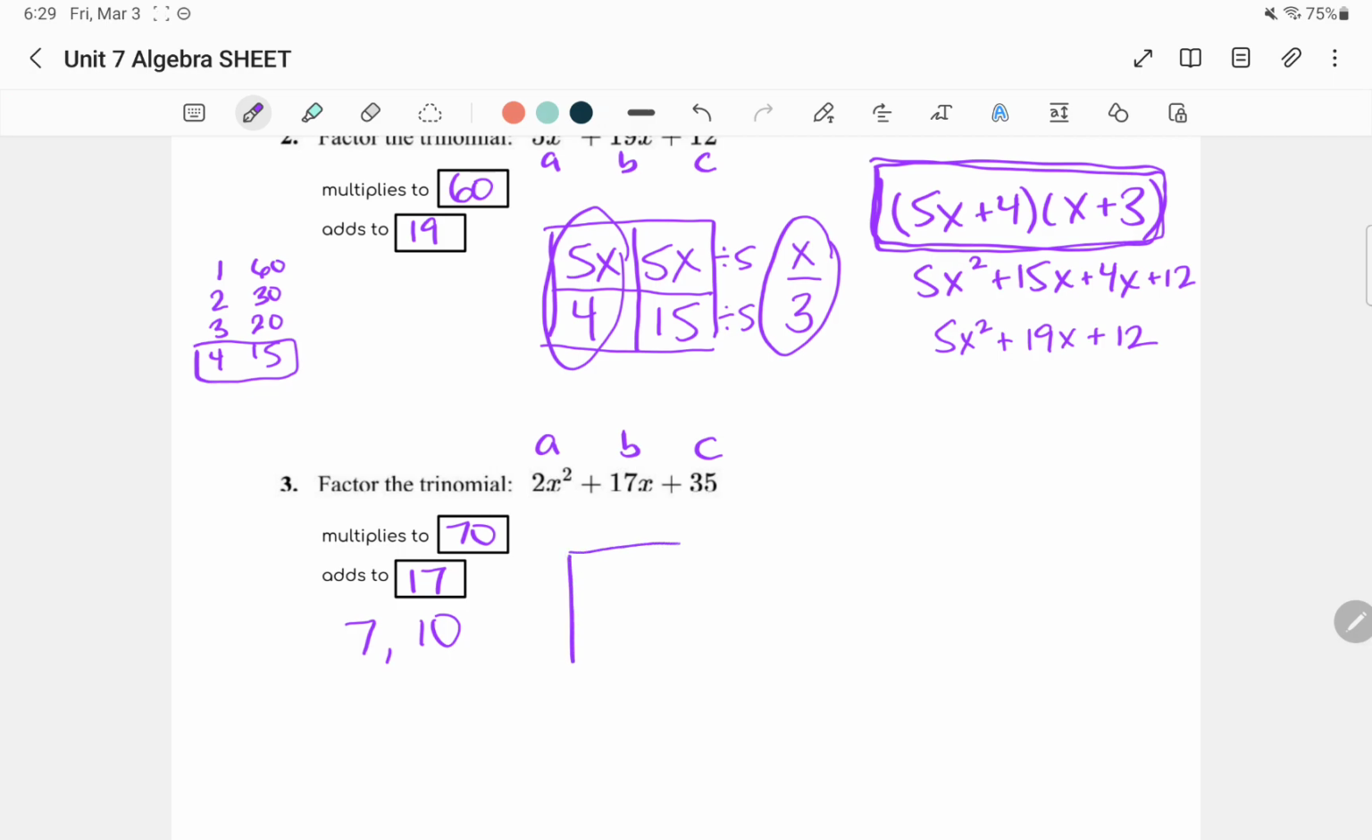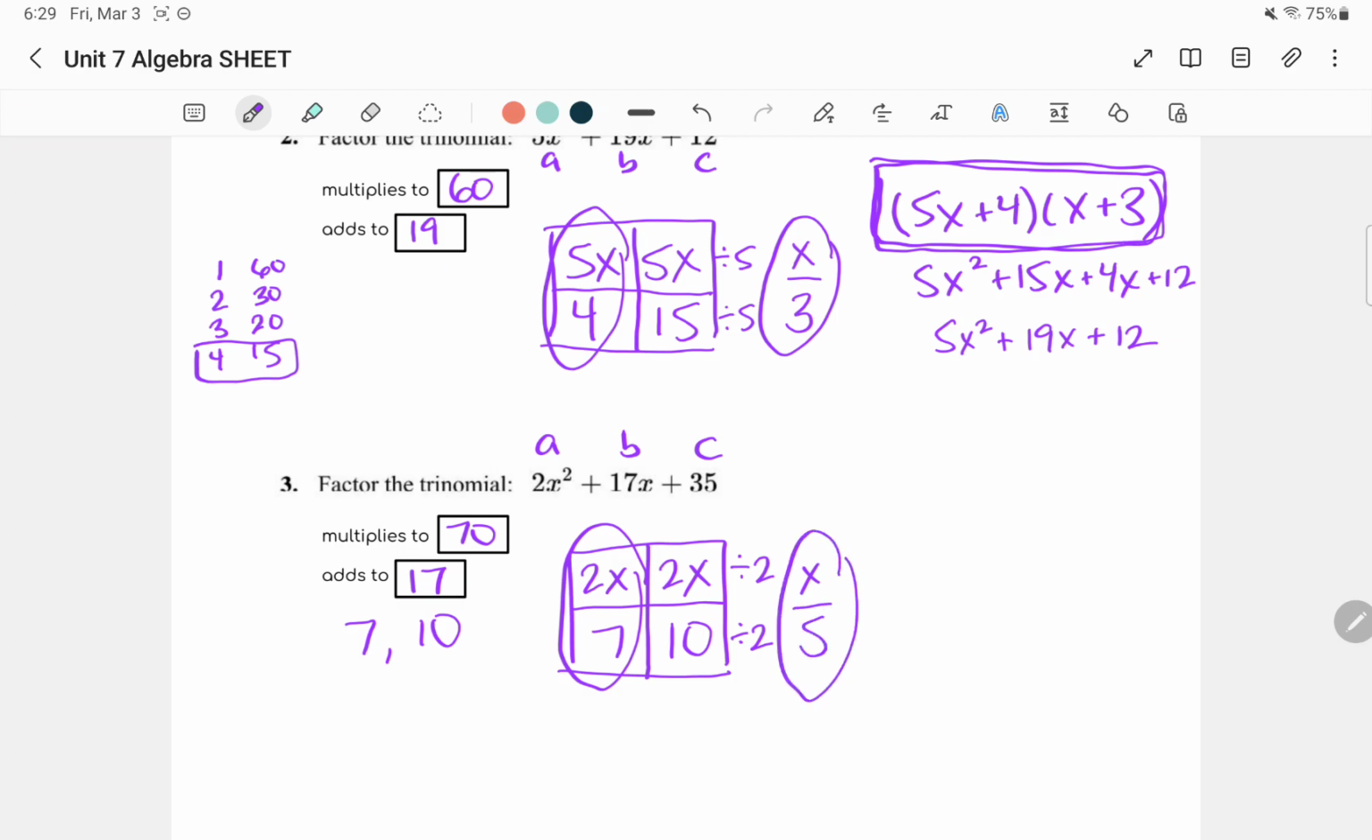So let's draw our window pane and put 2x at the top and 7 and 10 on the bottom. 2 and 7 can't be simplified, but 2 and 10 can. I can divide both 2 and 10 by 2. So that gives me x over 5. So in my parentheses, I'm going to write 2x plus 7 and then x plus 5.